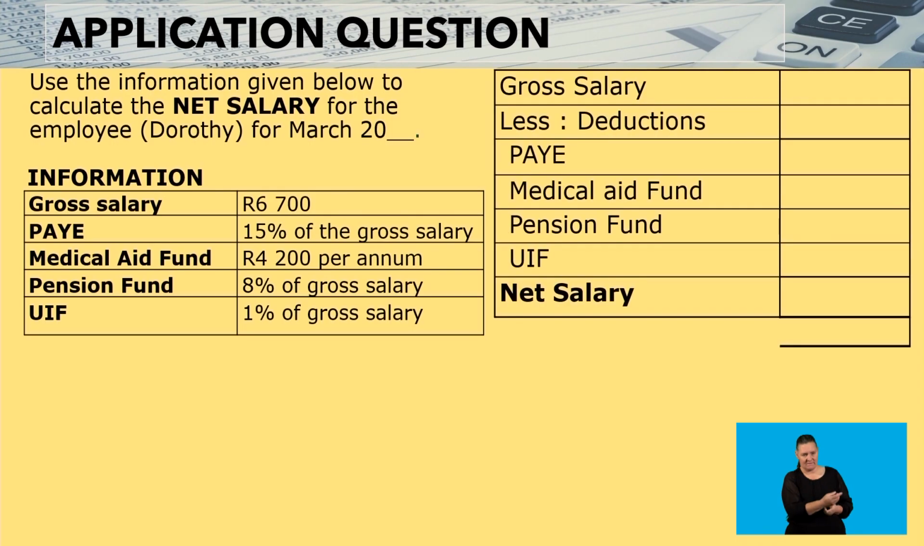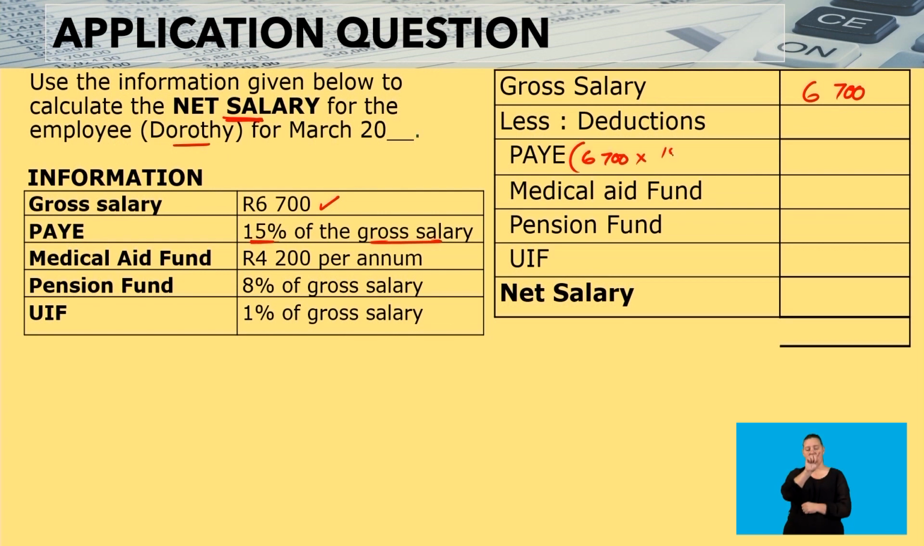We have information here, and we are required to calculate the net salary for the employee, who is Dorothy. First we have the gross. Gross salary is 6,700. I would then subtract deductions. The first one is pay as you earn, and it says pay as you earn is 15% of the gross salary. So I'll take my gross, which is 6,700.